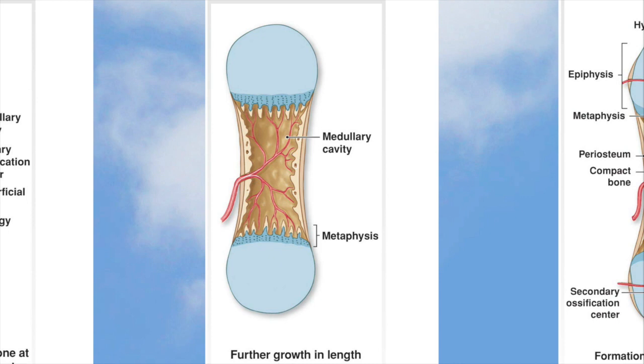Then we have what's called cavitation. It occurs as growth continues and we create our medullary cavity. So that next step is cavitation. The shaft is going to become thicker and the bone's going to increase in length and diameter.